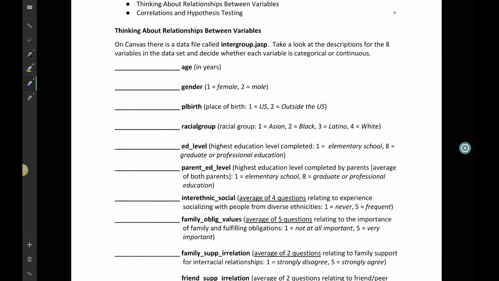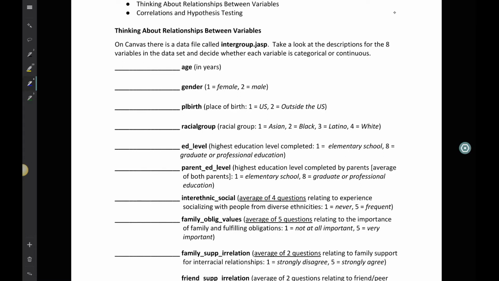So for each of these variables, there's a description of what it is. So for example, age in years. And what I'd like you to do is to think about each of these variables and then decide whether it is being measured in a way that is categorical or continuous in nature. So again, categories versus range of numbers. I want you to get really good at that.